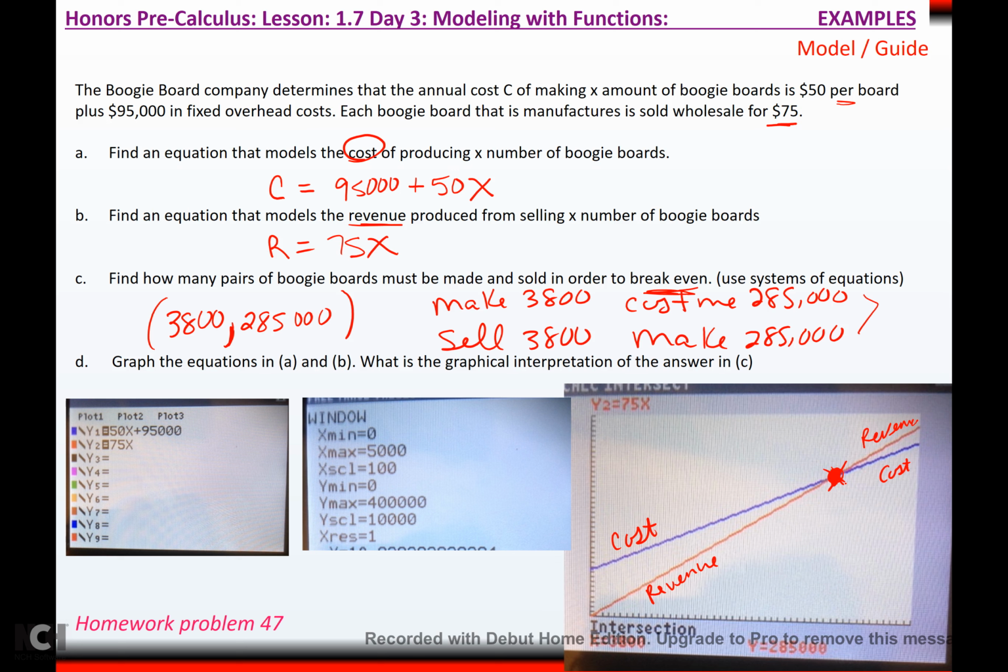So it says graph the equations in A and B, and what is the graphical interpretation of the answer in C? Well, what I would say is, if you are going to make anything less than 3,800 boogie boards, it's going to cost you more than you make. If you make more than 3,800 boogie boards, then you're going to make more than it costs. So I suggest you make more than 3,800 boogie boards. Okay?